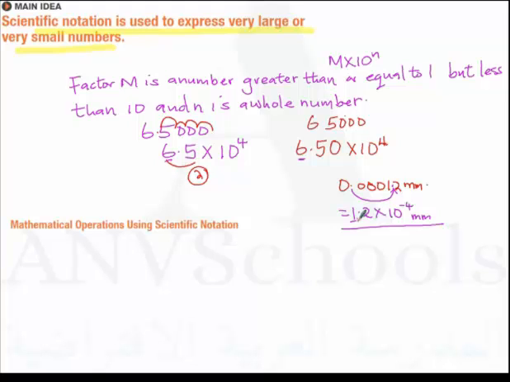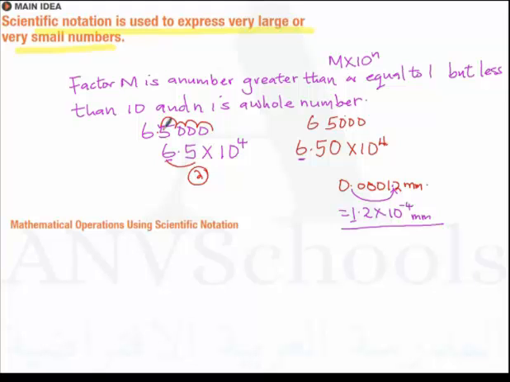And rule number 2, determine n by counting the number of places that you moved the decimal point. If you move to the left, n is positive. If you move to the right, n will be negative.